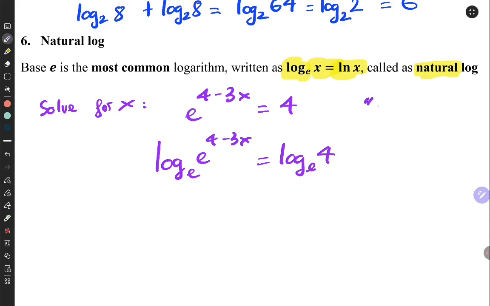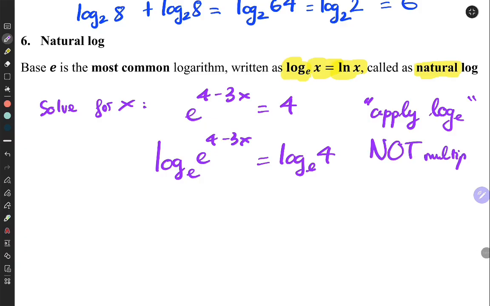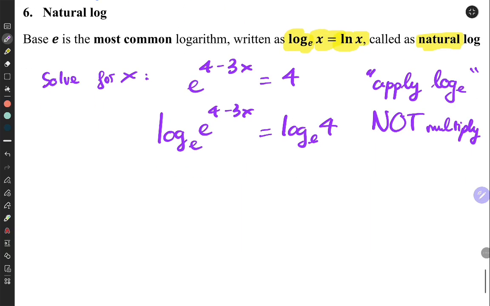The correct word is apply logarithm base e both sides. Okay, apply, not multiply. That's a different operation. Okay, so there.